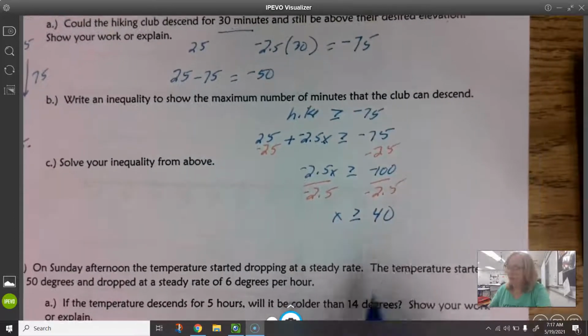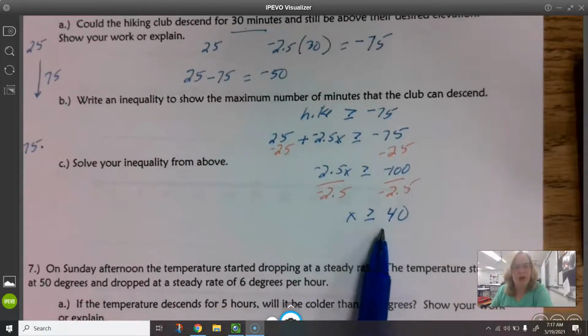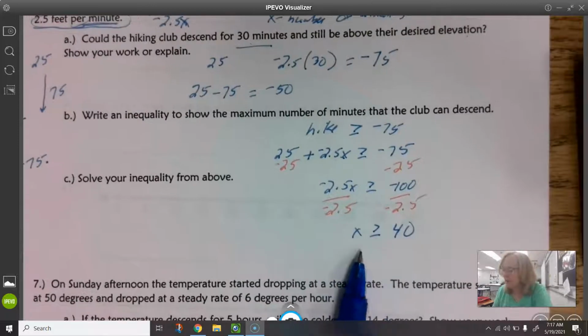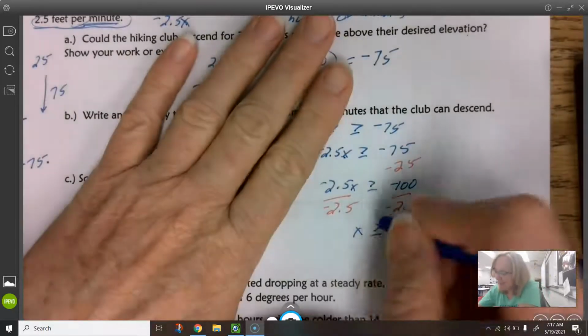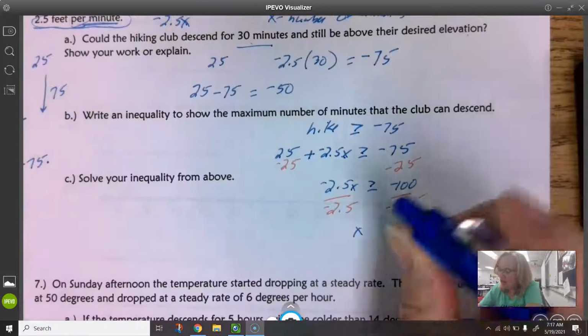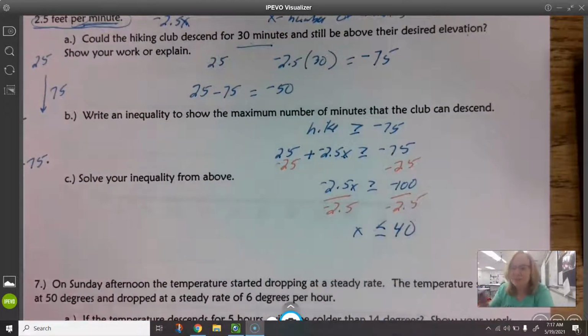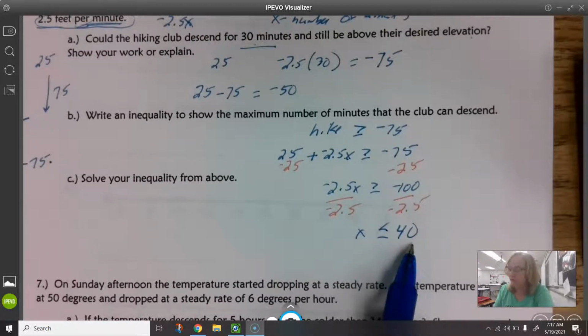Whoops, sorry, you might not have been able to see that. So now, if I were to interpret this, and you should always interpret, I know it doesn't say that, it just says solve, but you should always interpret. What does x is greater than or equal to mean? Oh, find my mistake. What's my mistake? Yes, that is right. I divided by a negative. Oh my gosh, my inequality sign would switch. So now let's interpret the correct inequality: x is less than or equal to 40.